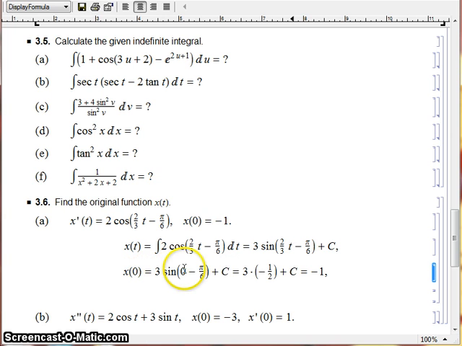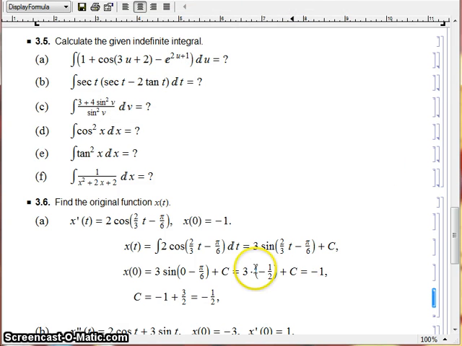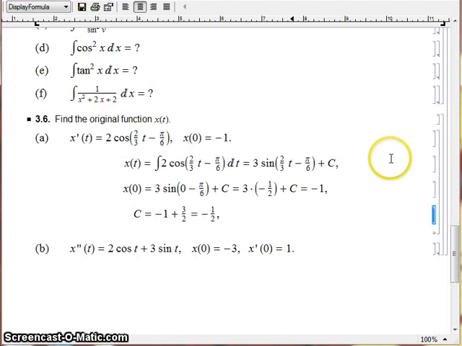We have 3 sine of 0 minus pi over 6 plus c. And what is sine of negative pi over 6? It's negative 1/2. So what we end up with is negative 3/2. So flip it over to the other side, then plus 3/2. So we end up with c equal to negative 1/2.